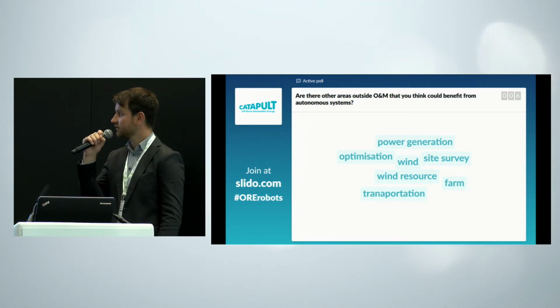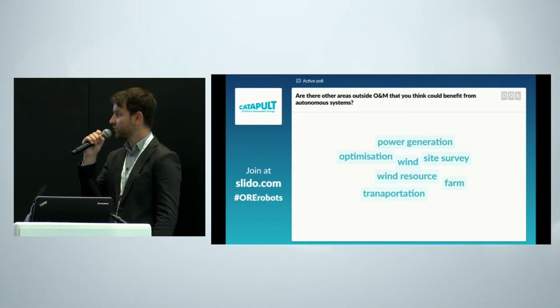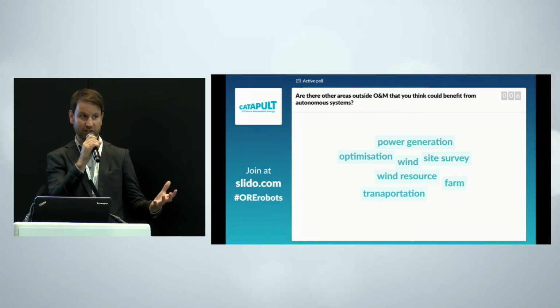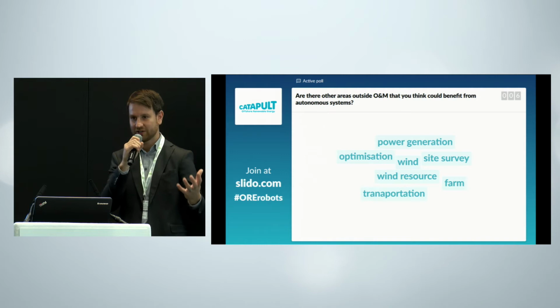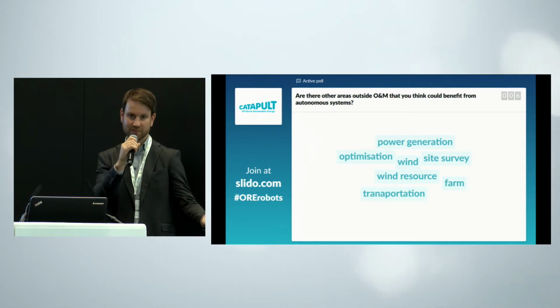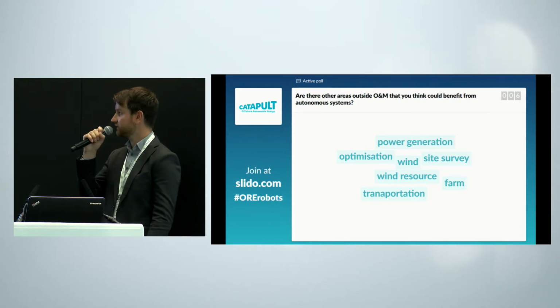Transportation, definitely. I think transporting potential parts. People could, in future, use robotics to actually do major component replacements. So really serious pieces of kit.